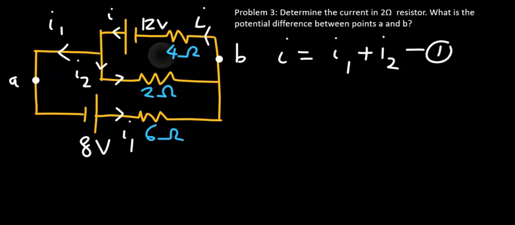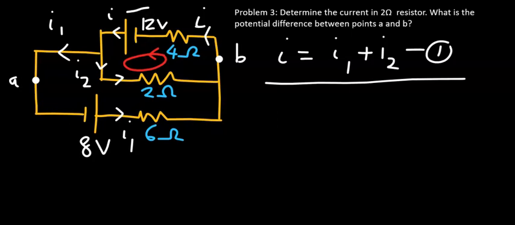Next, let's look at the loop rule through that loop in that direction. Let's start from the battery. As you go around the loop, you will go through the battery in that direction. So that's going to pick up a plus 12. Next, when you get to the 2 ohm resistor, you will go in the same direction as the current. So that's going to pick up a negative term for the potential difference. So it's minus I2 times 2.